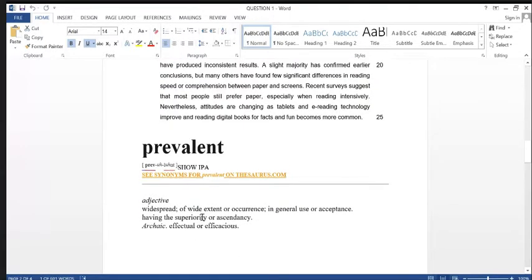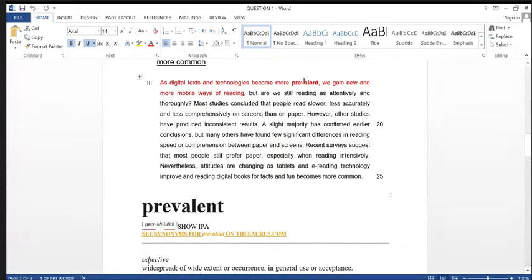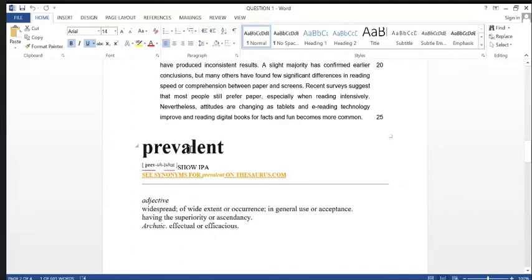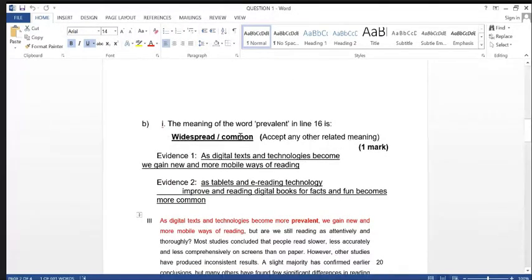Yeah, all right, but more of widespread or more of general use or accepted. That's why it's very important, because once you read this, I'm sure some of you think that advanced would be a suitable word, but it's not, because that's not what prevalent is. So the answer is either widespread or common.